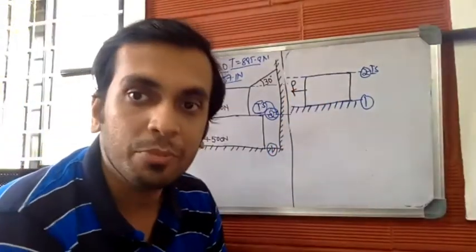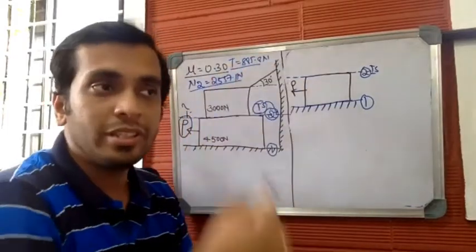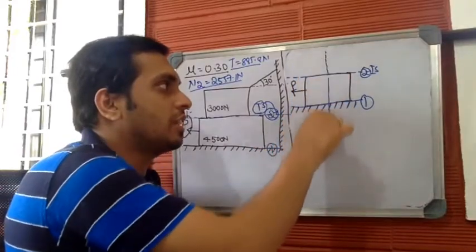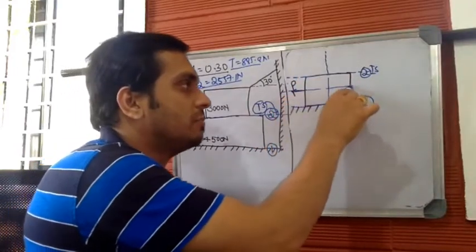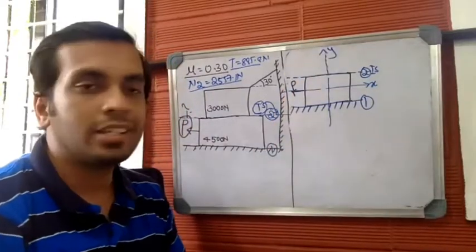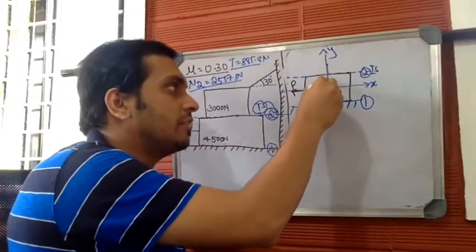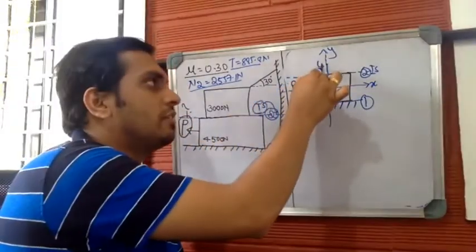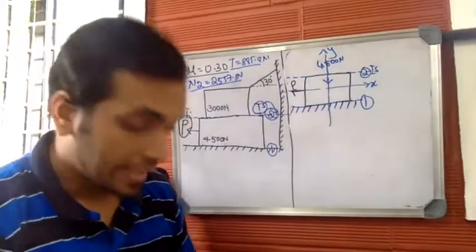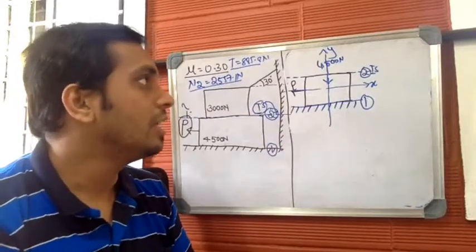Now let us follow the same steps for this particular problem as well. Step number 1 is to draw the coordinates such that the x-axis should always be parallel to the surface. This will be the x-axis. This is y. Once you draw the x-axis, you have to mark the self-weight. Self-weight will be acting vertically downwards. Self-weight is 4,500 newtons. Done. Now we have to mark the normal reaction.